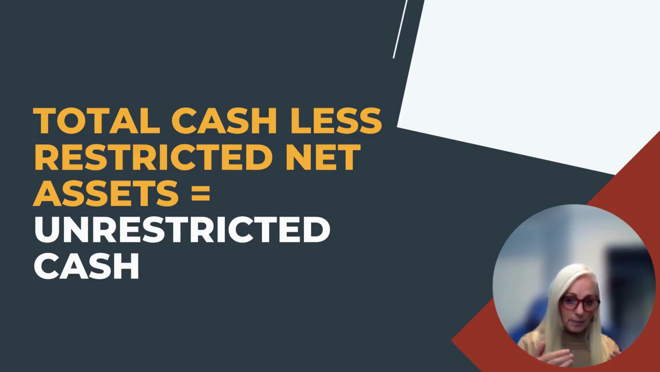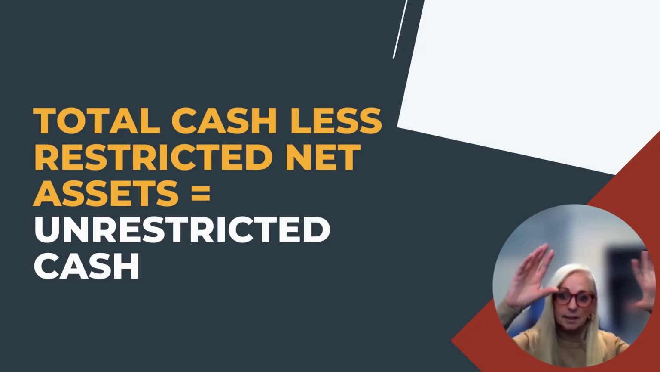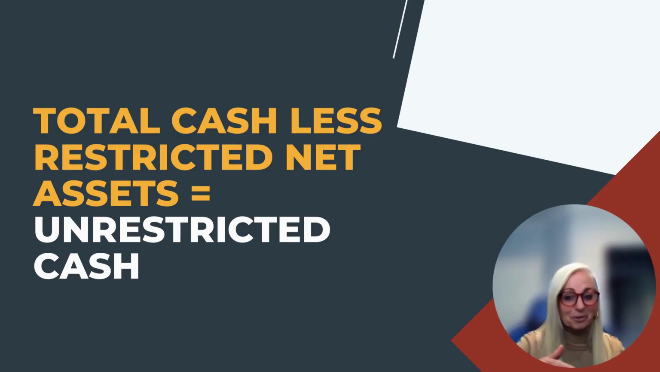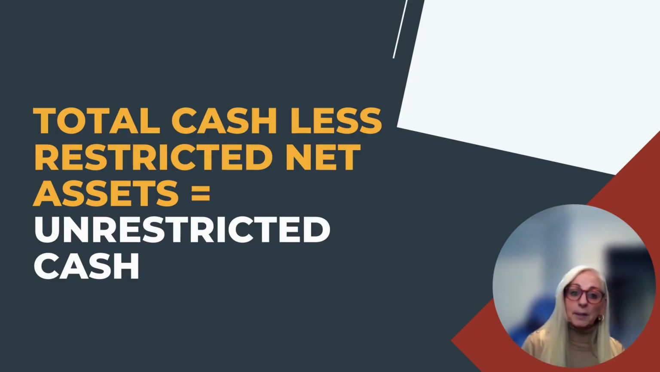Then you can drop down to the net assets section and look at how much restricted net assets you have on that balance sheet. All of your cash and investments and money markets and CDs minus those restricted net assets equals the cash you have that's unrestricted, that you can use, as I like to say, to keep your lights on, rent, your CEO's salary, utilities, health care, expenses such as that.